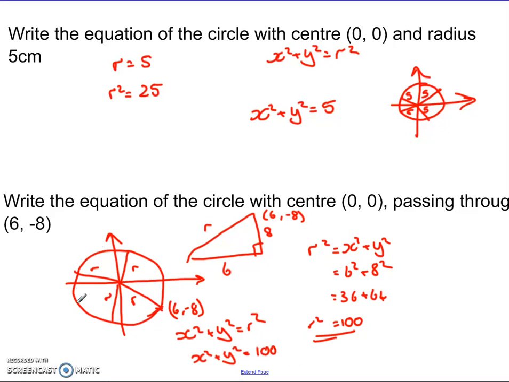Now this will give me any point on this circle that also passes through this point here at 6, negative 8. We can represent it like that. Any circle with a centre at the origin, this is the equation we do.